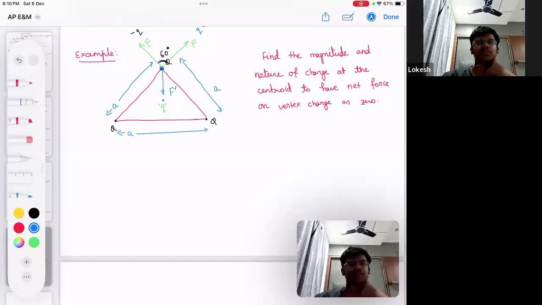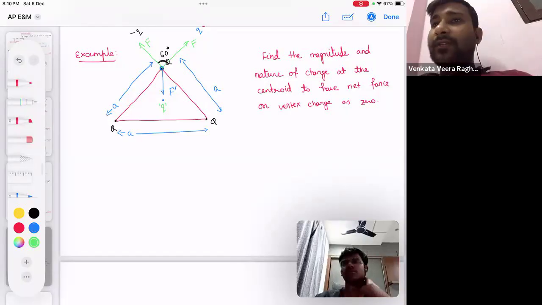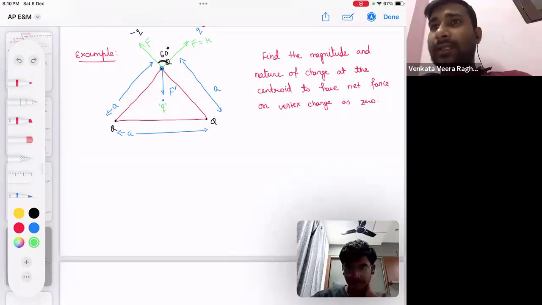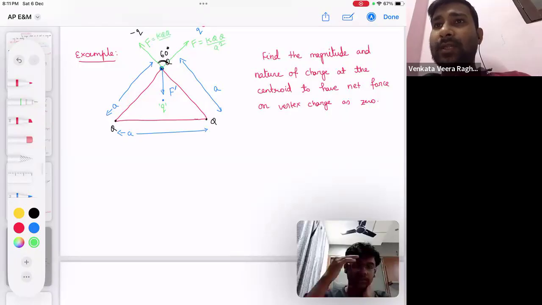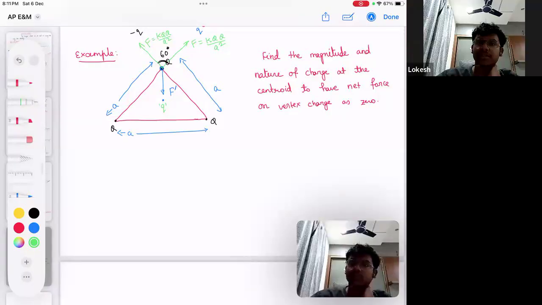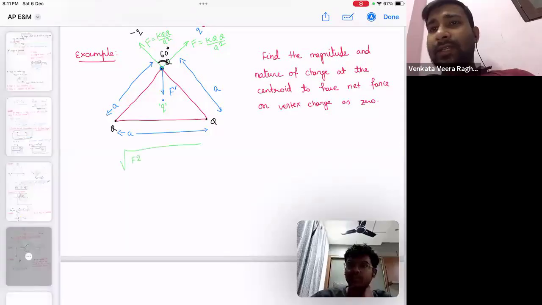Yes, sir. So what is the resultant of F and F going to be? Each force is k q1 q2 by a square, and this force is also the same, k q1 q2 by a square. So F and F resultant, if I calculate it, can I directly write it? It is going to be root 3 F. Please tell me how it will come. We are just using vectors, okay? F1 square plus F2 square plus 2 F1 F2 cos theta. Okay, cos, right?